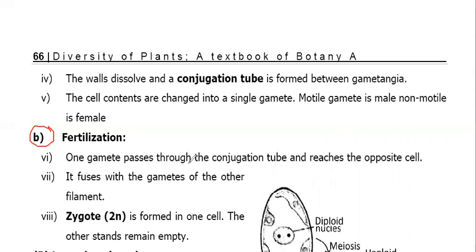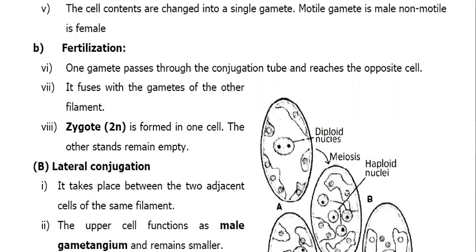One gamete passes through the conjugation tube and reaches the opposite cell. It fuses with the gametes of other filaments. Then the zygote 2n is formed in one cell. The other strands remain empty.